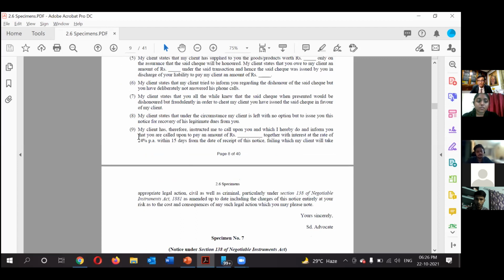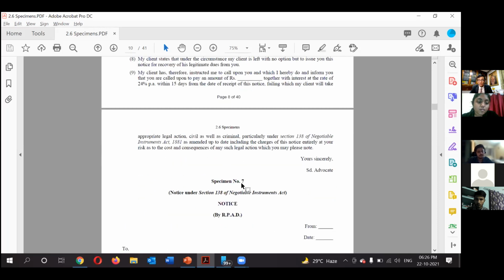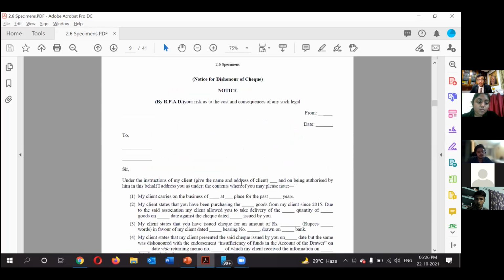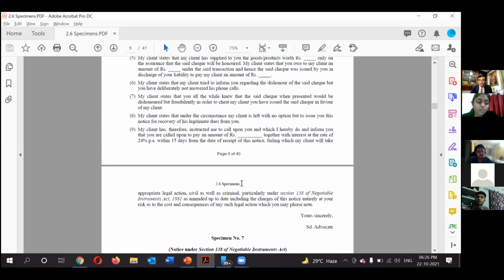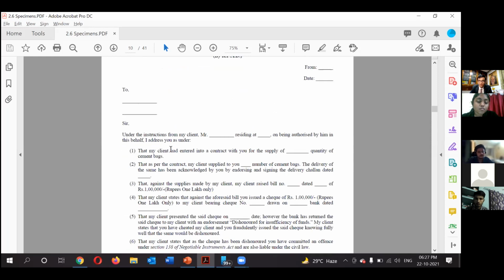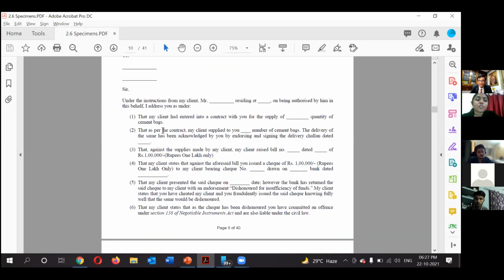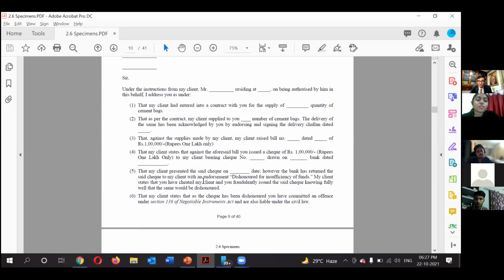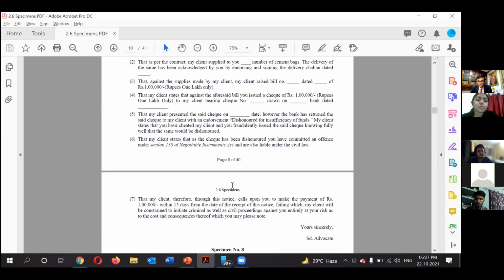Later you can say my client has therefore instructed me to call upon you, and I hereby do so and inform you that you are called upon to pay an amount of so and so with an interest rate of so and so within 15 days of the date of receipt of this notice, failing which they will take appropriate legal action. Now, this is one format, that is, a notice of dishonor of cheque. There's another format, where my client has entered into a contract, as per so and so, and you can see the ingredients.